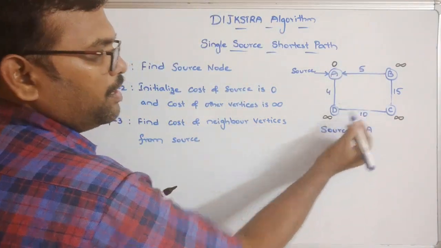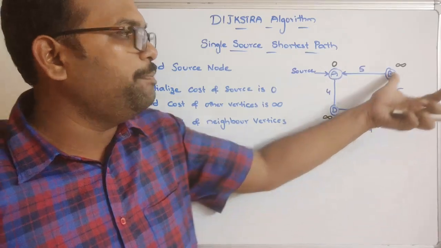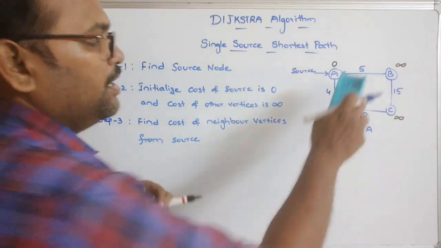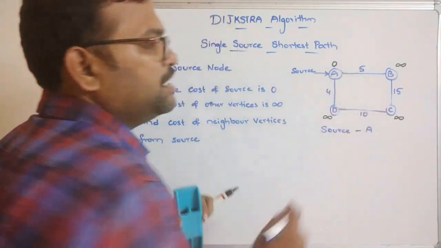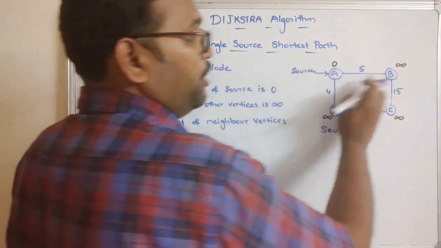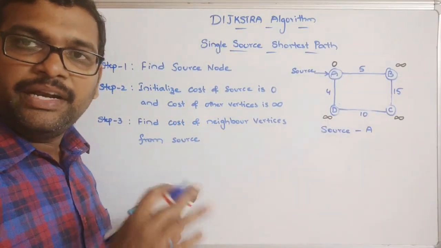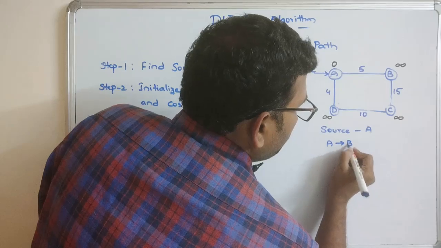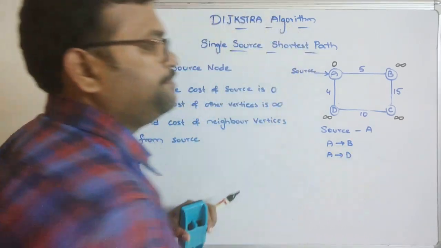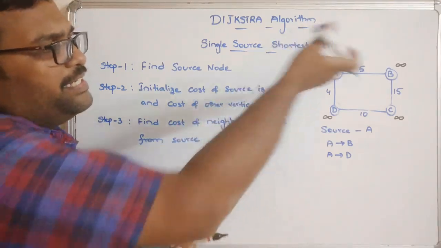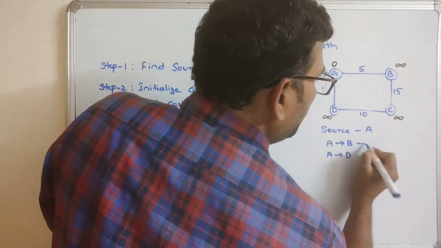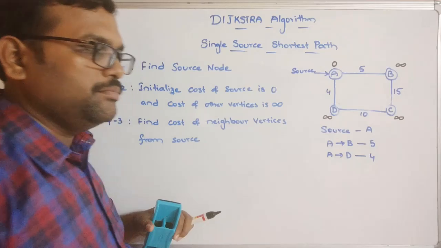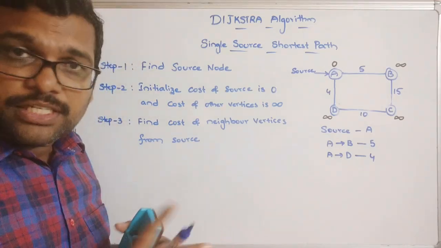So if it is a directed graph, now the neighbor vertex will be D, not B, because B is connected to A, but A is not connected to B, because this is a direction, right? So in the absence of this arrow, that means this is an undirected graph. So we can say A to B and A to D, both are the neighbors. So A is having neighbors A to B and A to D. So find out the cost. So there is direct connection. So obviously A to B, the cost is 5, and A to D, the cost is 4. Right?